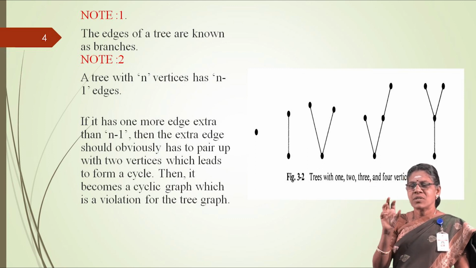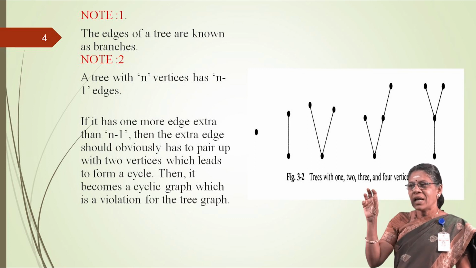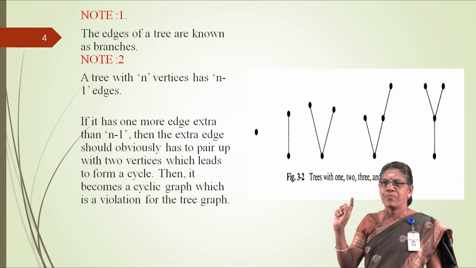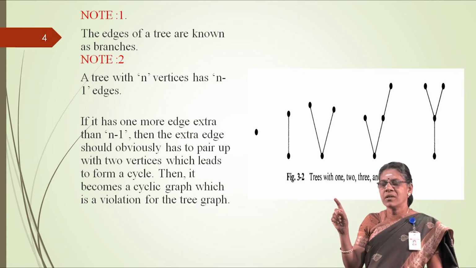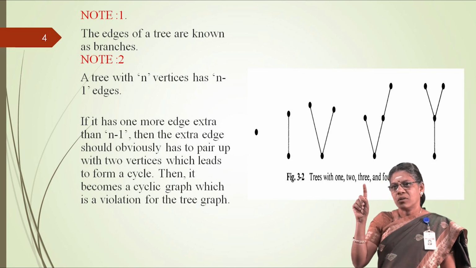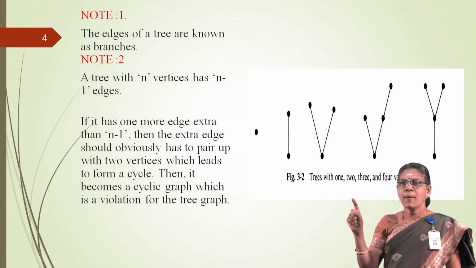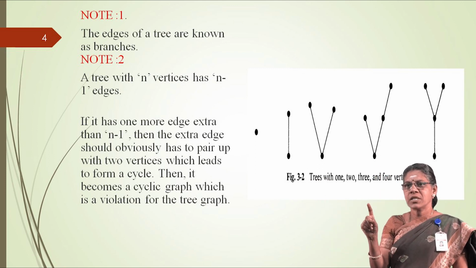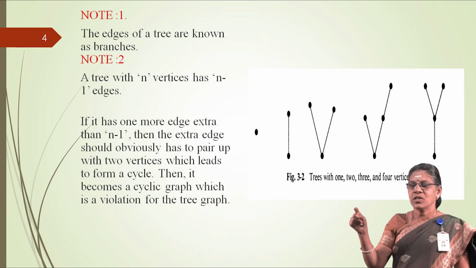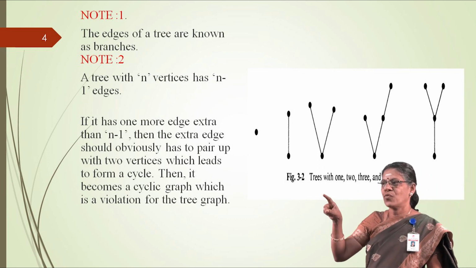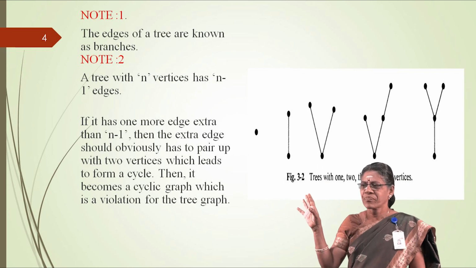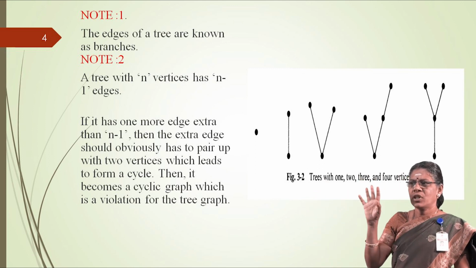So, the edges are known as branches. A tree with n vertices has n-1 edges. See here, some examples. Trees with 1, 2, 3 and 4 vertices are displayed here. If it has one more edge than n-1, then the extra edge has to pair up two vertices, which leads to forming a cycle. So, it cannot occur in a tree, which has no circuit.